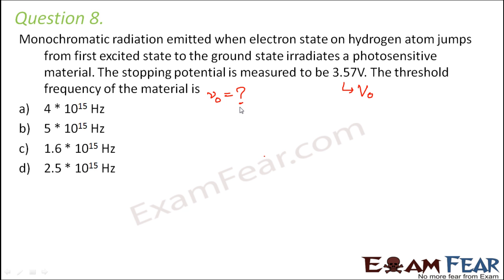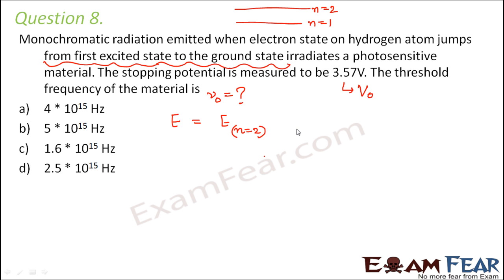Okay, and how much is the energy of the incident radiation, that we can calculate from this data, that the electron jumps from first excited state to ground state. So therefore energy of the radiation would be energy at the first excited state, for which n is equal to 2, because ground state corresponds to n is equal to 1, first excited state would be n is equal to 2, and so on. Right? So the electrons jump from the first excited state to the ground state. So E, energy at n is equal to 2 minus energy at n is equal to 1.